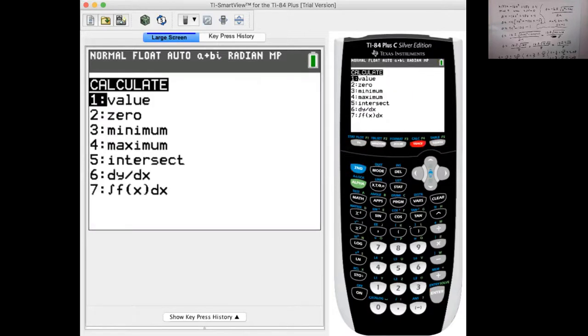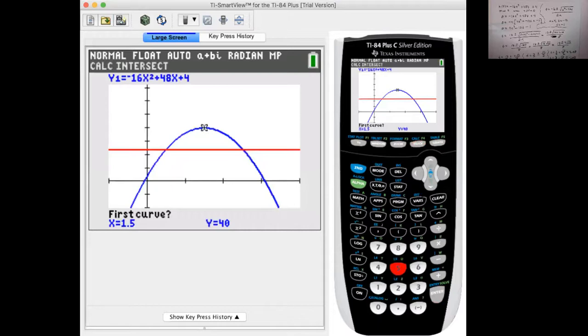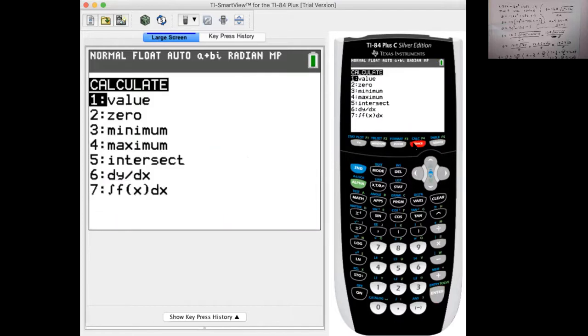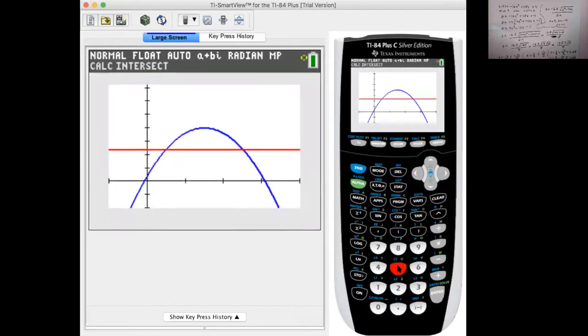Second calc, intersect, number 5. First curve, move the cursor close to where they crisscross. First curve is here, enter. Second curve is there, enter. Guess is there. And 1/2, very good. And I expect the second one will be 2.5, just a quick check. Second calc, intersect, number 5. Move the cursor close to where it crosses. Takes a while to get there. First curve, enter. Second curve, enter, guess. And sure enough, that's 2.5.